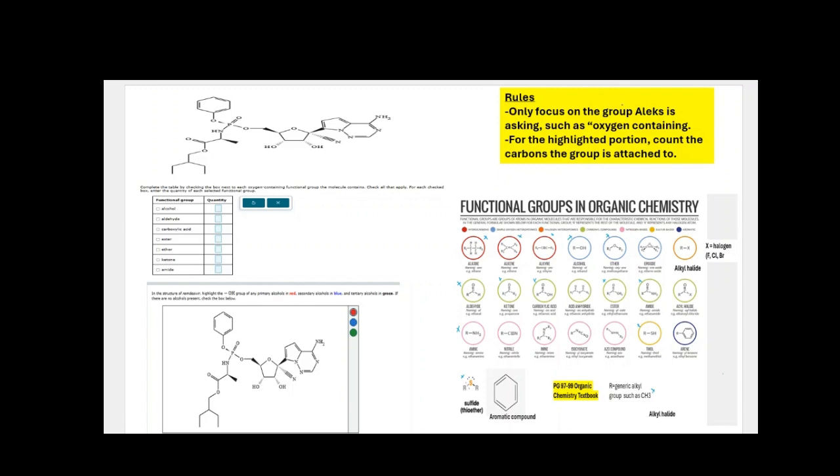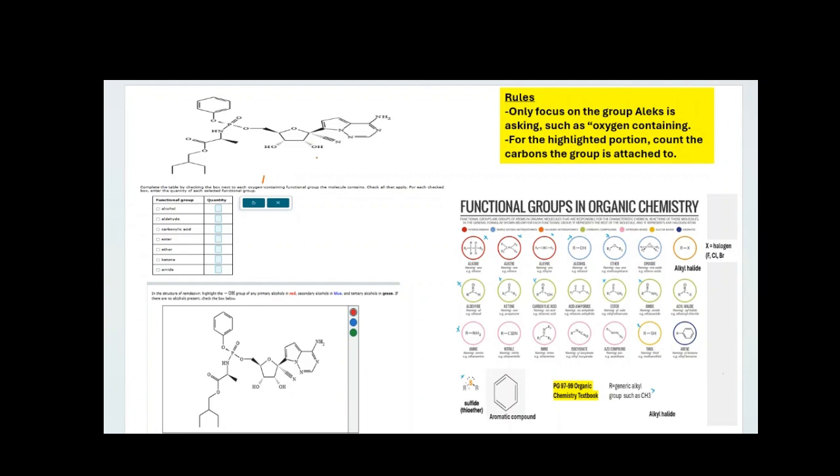The key rules that I have for this question are simple. Only focus on the group that ALEKS is asking for, such as alcohol, or I should say, oxygen containing group. And then for part two, for the highlighted portion, count the carbons that the group is attached to, and you'll see what I mean. So we'll start by working part one. What I usually like to do is circle where it says it wants us to focus on the oxygen containing group.